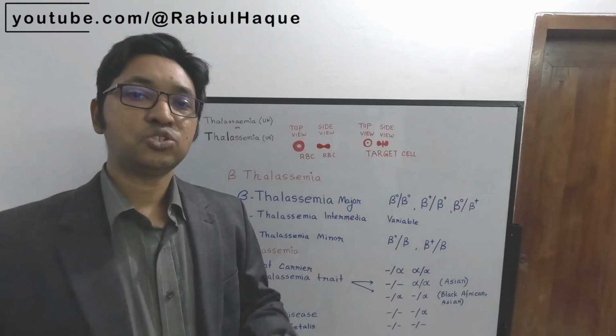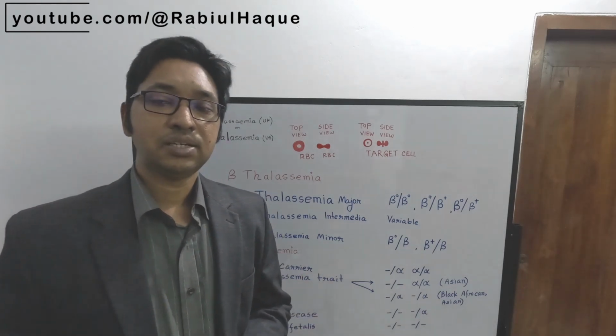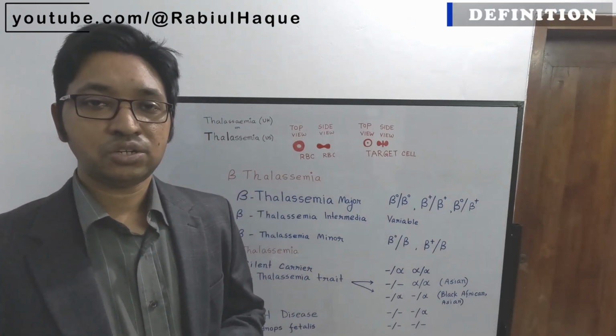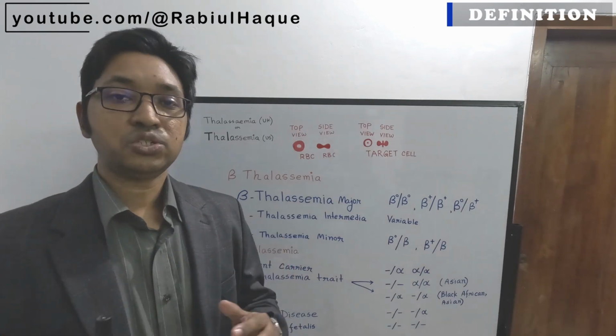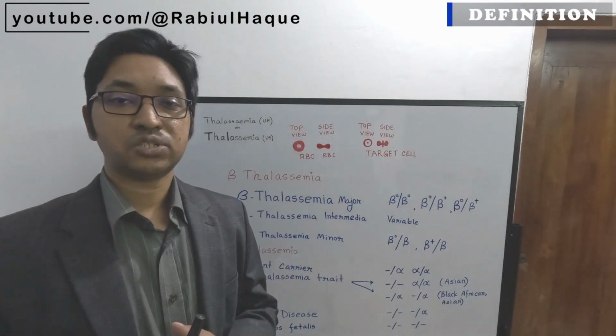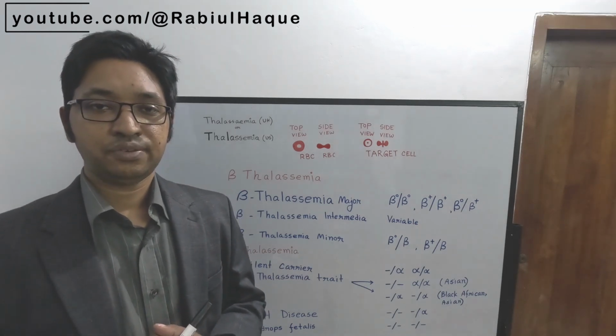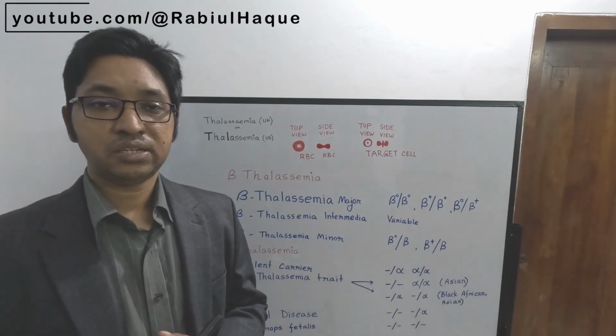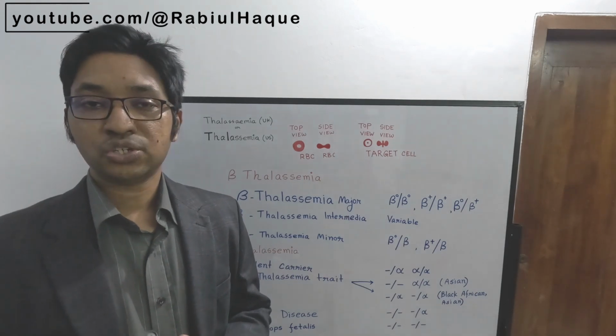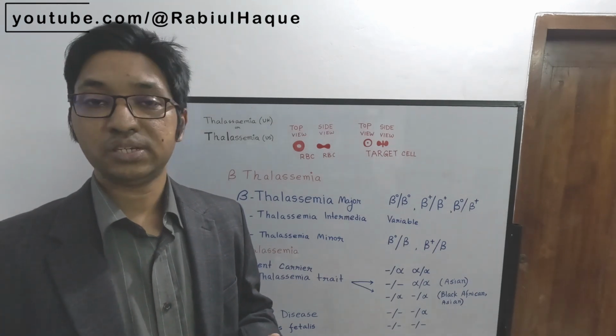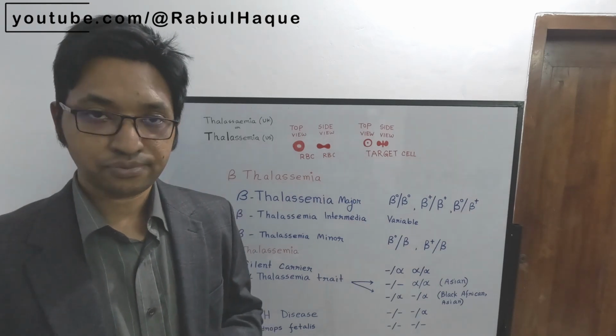First question, what do we mean by alpha thalassemia? It is a genetic disorder in which there is reduced synthesis or absence of synthesis of alpha globin chain. Recall that alpha globin chain is required for production of hemoglobin A, hemoglobin A2 and hemoglobin F.